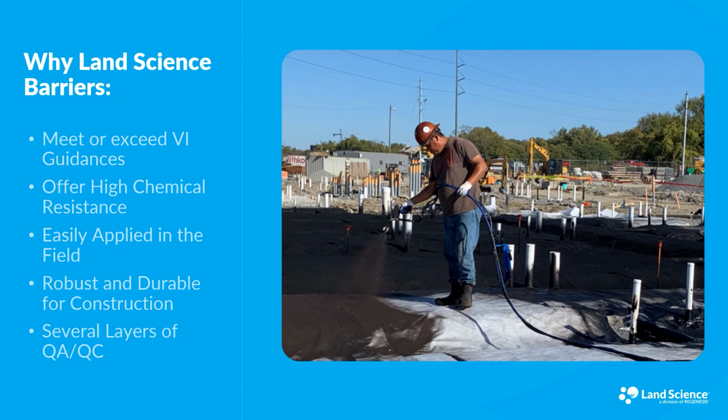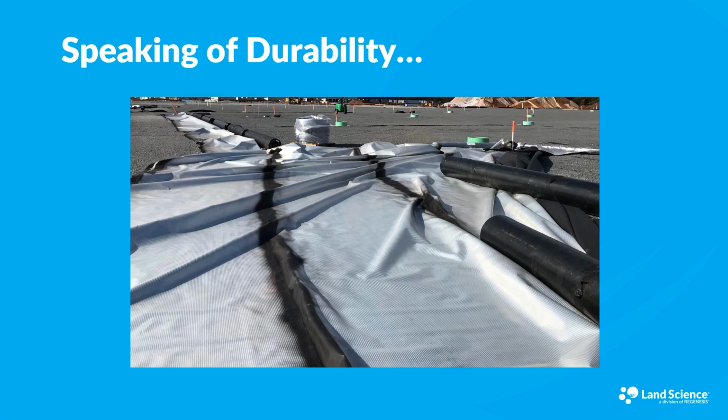And lastly, we have several layers of QA/QC to ensure that our systems are being installed to meet the design requirements from Spencer and the team at United Consulting. As an example of our nitrile advanced spray and seam durability, this is a picture of a MonoShield installation from last year. On this project, 100,000 square feet of MonoShield was installed the day prior to the concrete pour.